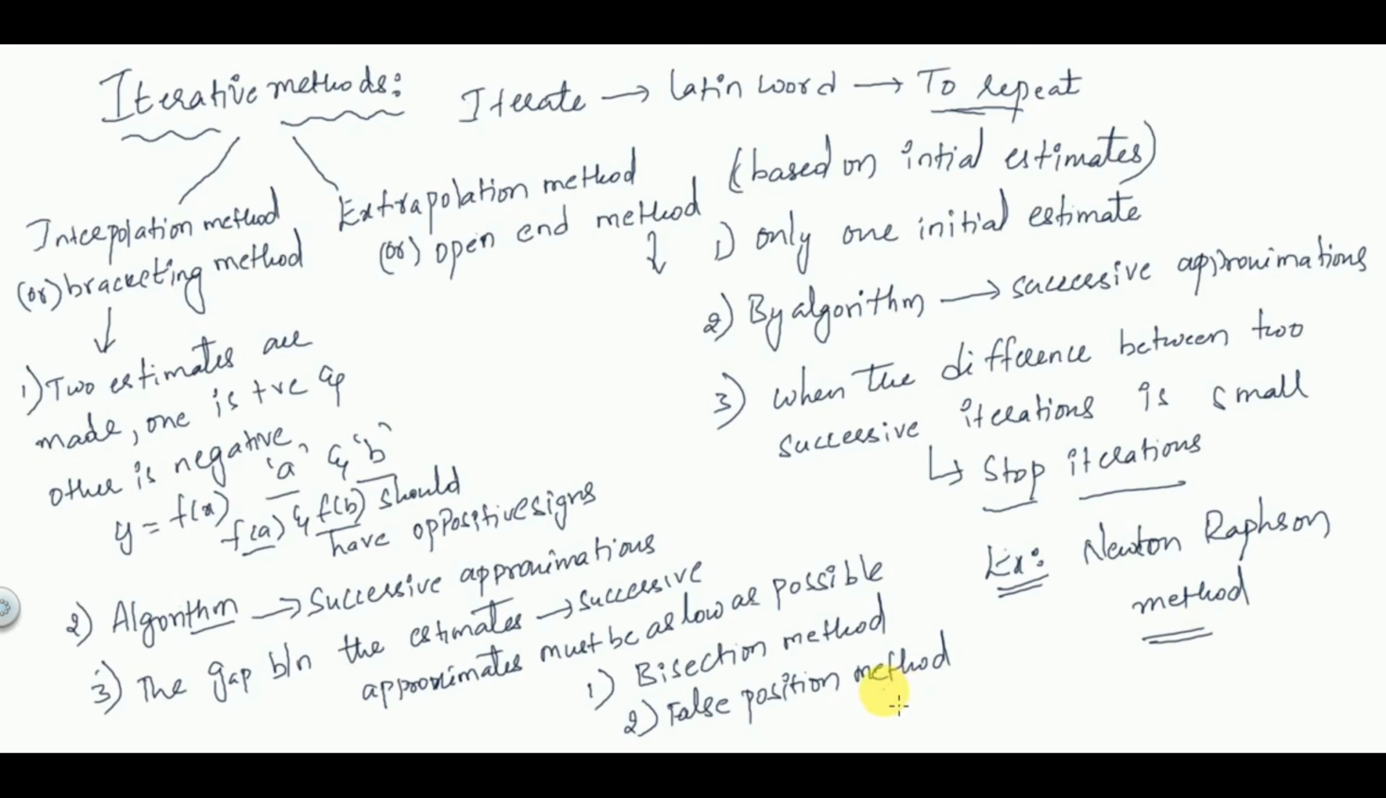So these are the two types of iterative methods which you have: the bisection method and false position method, and the extrapolation method example is the Newton-Raphson method.